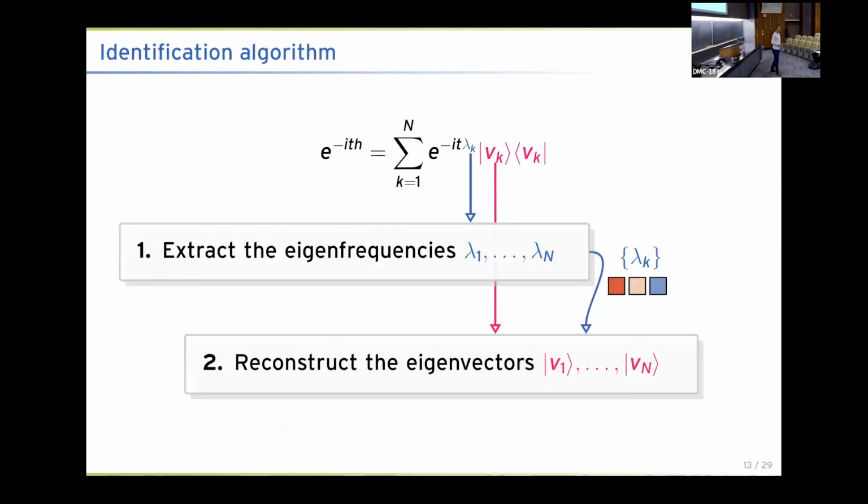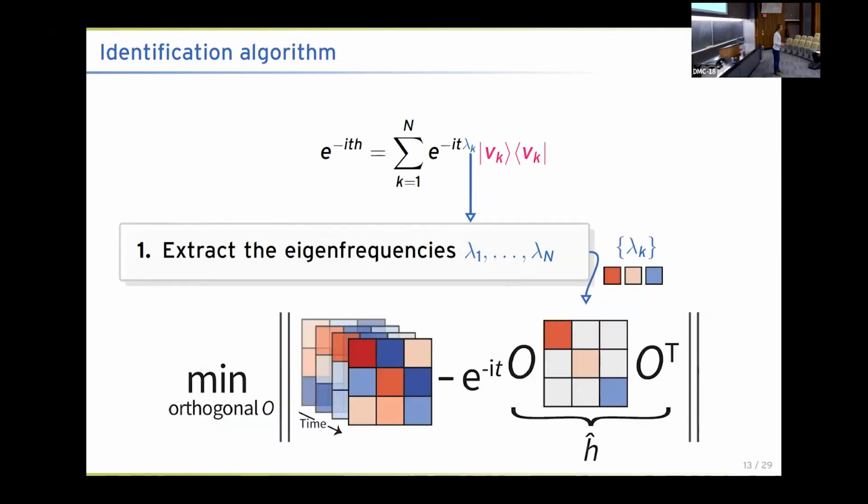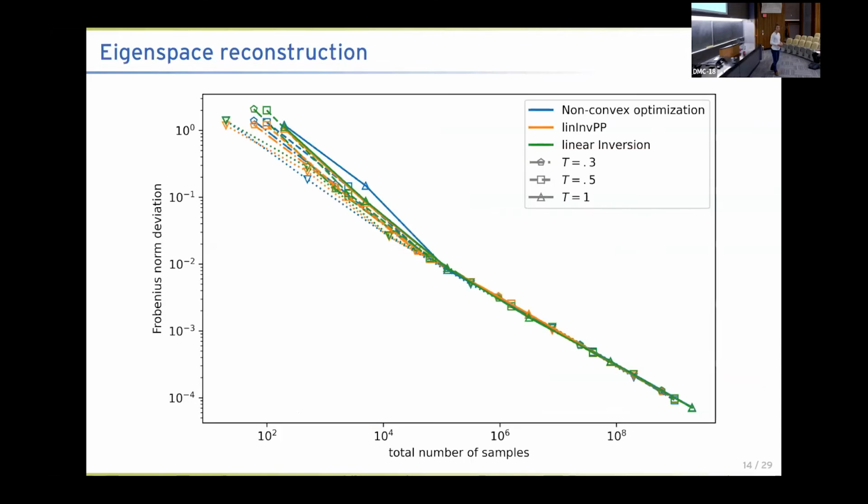Okay, so now we have the frequencies. Now we're going to input those into the eigenvector reconstruction. And the way we do this is we just solve the least squares fit problem in a clever way. So what's the least squares fit problem? We just have the data and we subtract from this e to the minus it. Now we input our found frequencies, and the task is to find the O that minimizes this expression if I just take the L2 norm of the entire data. Okay, the way we do this is by a clever non-convex optimization algorithm, which essentially exploits the structure of the orthogonal unitary group. And we find a nice 1 over square root of the number of data points scaling.